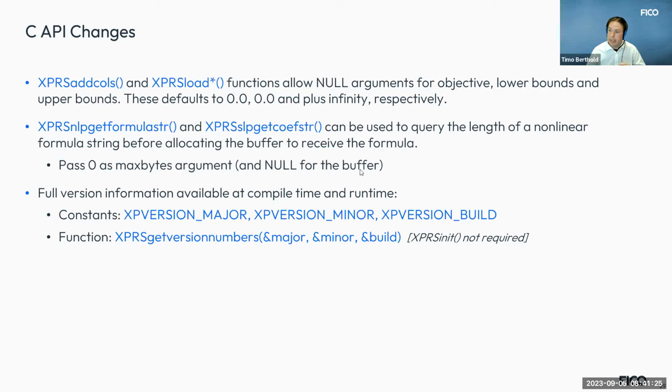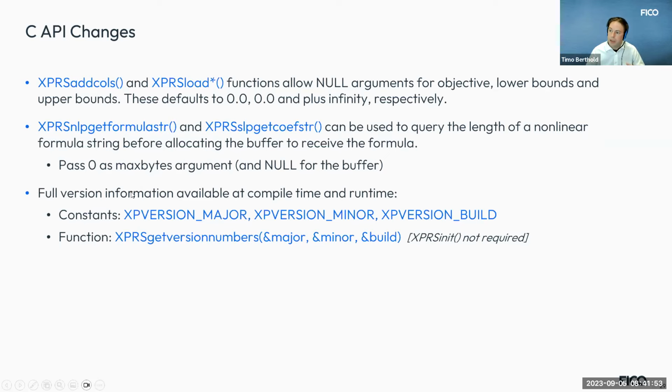Also, when using our functions XPRS NLP get formula string and SLP get coefficient string, this can now be queried to only get the length of the formula string. So you can do this by passing in 0 as the max byte argument, then allocating a string of the corresponding size and calling that function again.